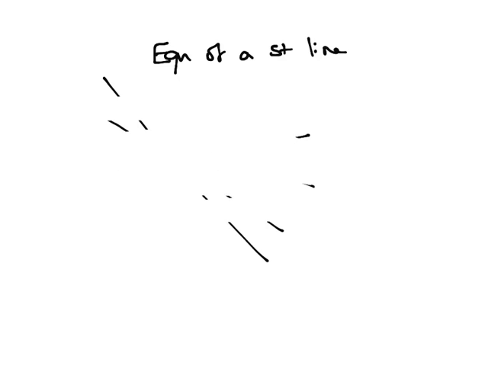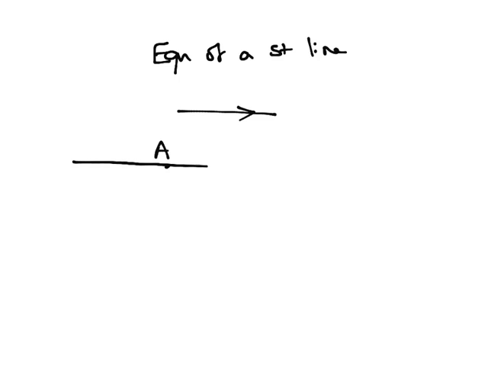Okay, let me erase it. But what if I give you a point, let's say this is point A, and also I give you a vector. Now, how many lines can you actually draw which pass through the point A and also parallel to this given vector? Right? There can be only one line, isn't it, student? You can draw only one line which passes through the point A and also parallel to this vector. So I'm going to derive the equation of this line.